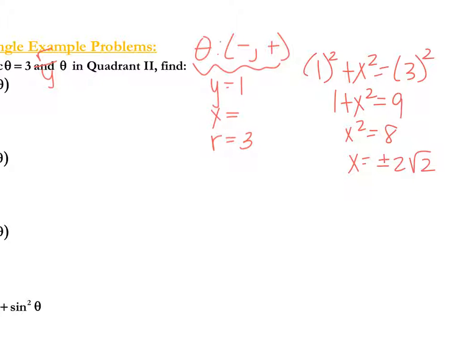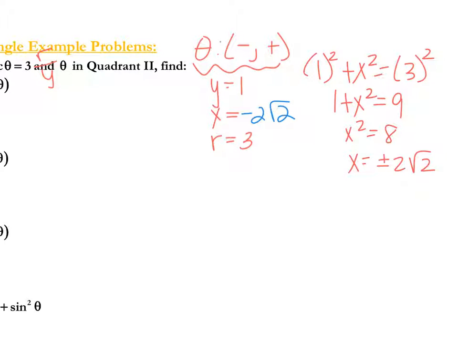Okay? Now, most of us did a really good job on this on the quiz, but some of us still got caught up on not paying attention to what quadrant you're in when you were completing the Pythagorean triple. So since we're in quadrant 2, that means x has to be negative. So this is negative 2 root 2. Okay, so please, please pay attention to which quadrant you're working in.